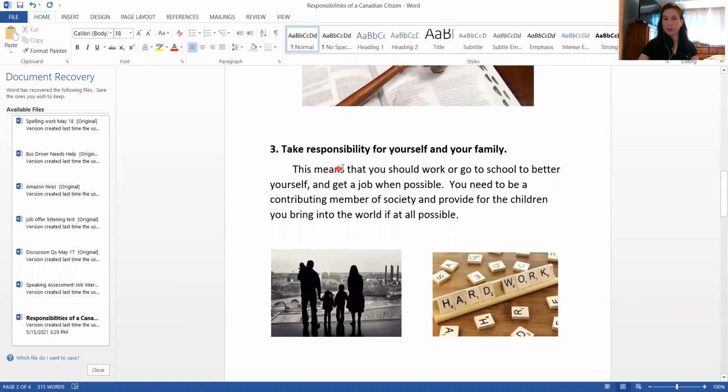You need to take responsibility for yourself and your family. So you need to do your best to get a job, to provide for your family, to have a decent home for your family, and make sure everybody is clothed and fed.